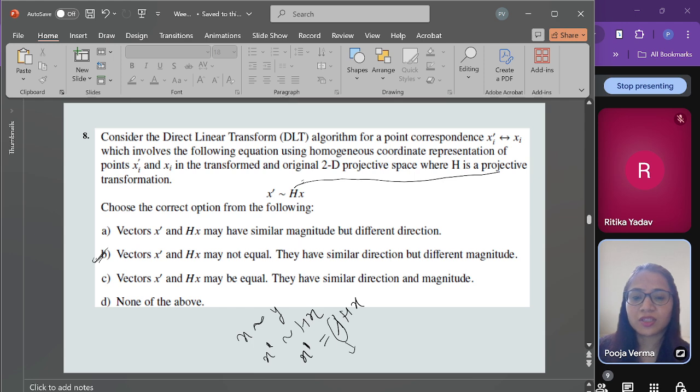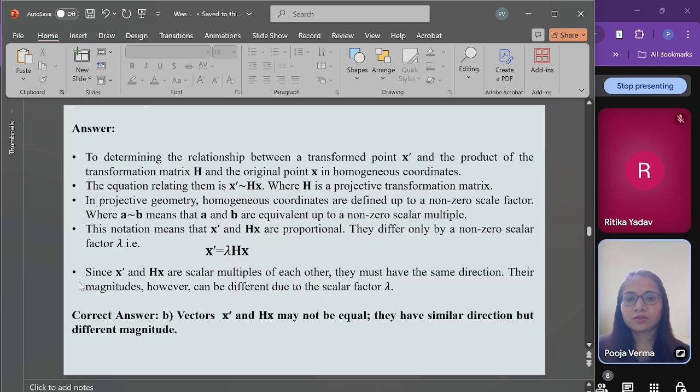So have you understood this question? I hope you have understood this question. Now moving to the next question. Here a detailed explanation is given. You can see it later. I have already explained it, so you can also check the later part. Now moving to the next question.